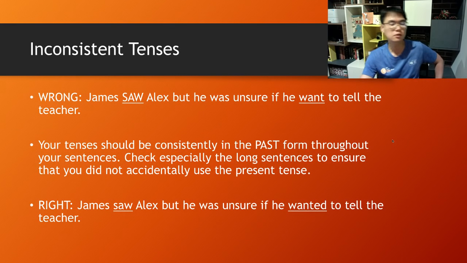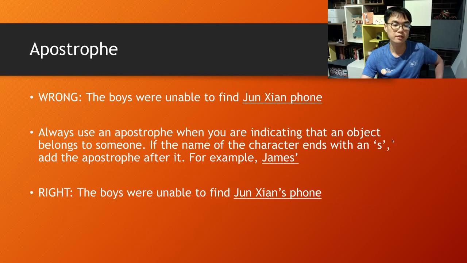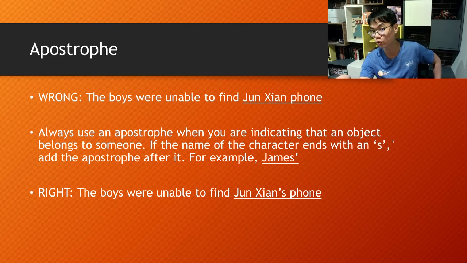Okay, let's move on. So the next one is apostrophes, right? A lot of times when we want to say that something belongs to someone, we forget to put the apostrophe s. Okay, so the boys were unable to find Jun Xian phone. Okay, so it's Jun Xian's phone with the apostrophe s. Now be very careful. If your character's name ends with an s, you don't put an apostrophe s, you put just an apostrophe after the s, as in the case of James right here. James with an apostrophe after the s.